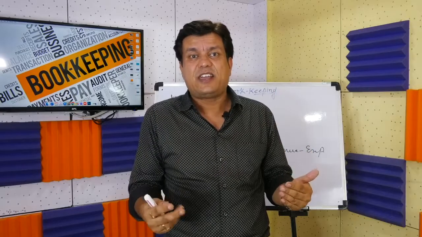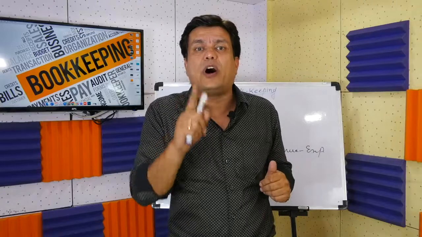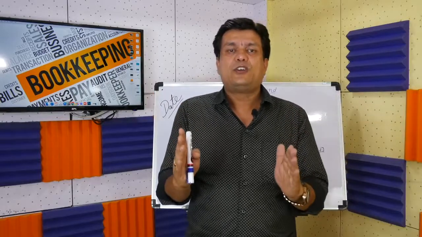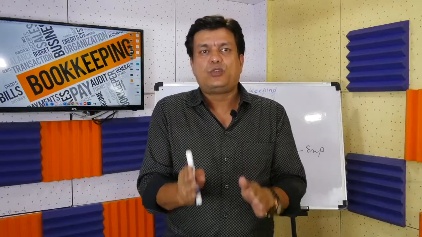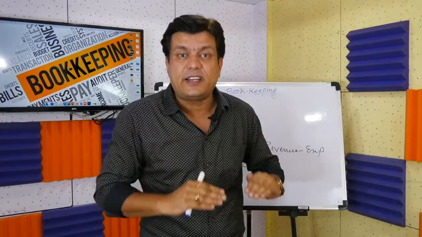Next is debtors. D-E-B-T-O-R-S. B is silent. Debtors. Sir, who are these debtors? Debtors are those parties to whom the business has sold goods on credit, to whom we have sold goods on credit. Friends, they are our debtors and they are our current asset.